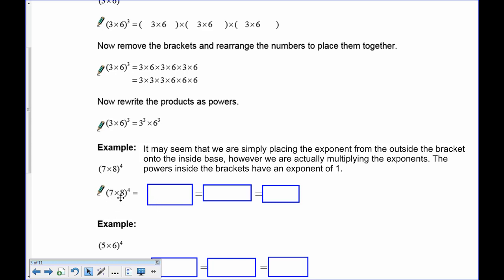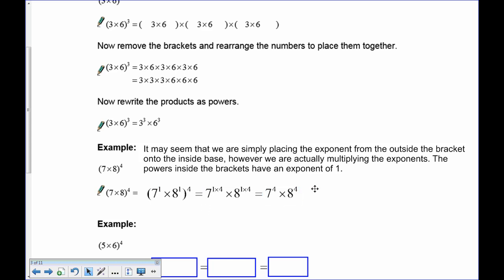This is 7 times 8, and we're raising everything to the power of 4. So this is going to be 7 to the 1 and 8 to the 1 on the inside. On the outside, we have a 4. So I'm going to multiply the 4 times the 1, just like we do in our distribution law, and the 4 times the 1 here. So that gives me 7 to the 1 times 4 and 8 to the 1 times 4. Now just carry out your multiplication. This is 7 to the 4 and 8 to the 4.